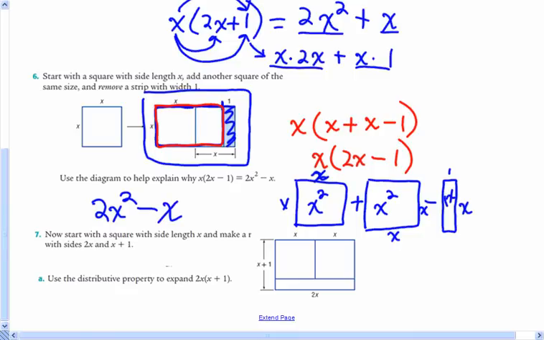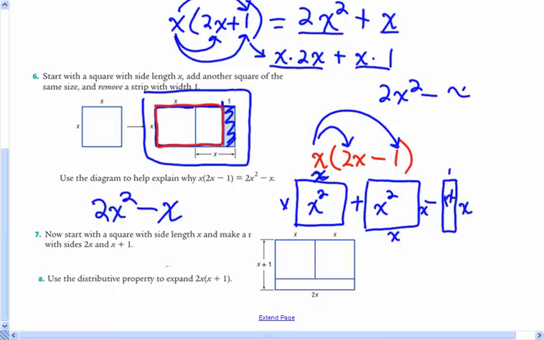All right? And again, we could show the distributive property to get that. If I'm taking this expression, the expression I have in red there, and distribute it, multiply x times 2x, that's the same as 2x to the second. Multiply x times 1, that's the same as 1x, and I'm subtracting, so it makes sense.